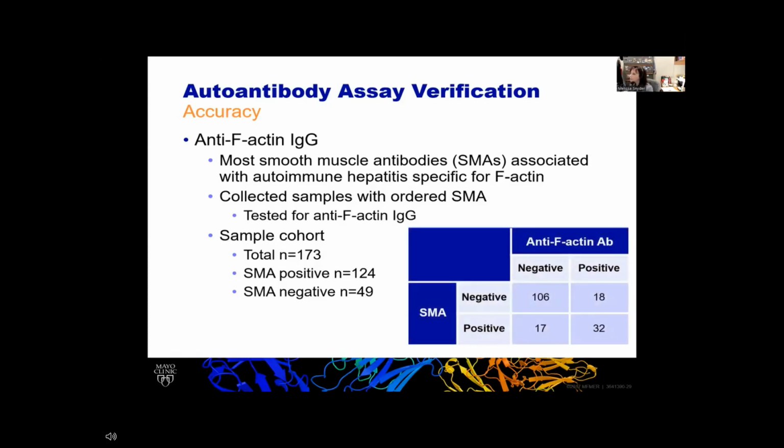And here is our correlation. Again, here are the samples where we're seeing qualitative agreement. That gives us an overall concordance of 79.8%.